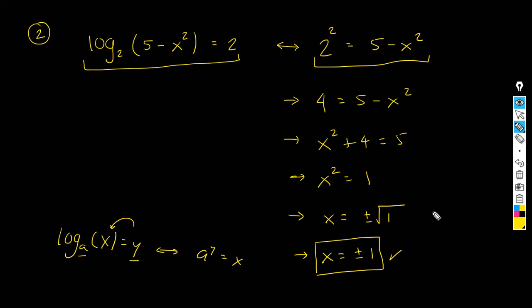And now let's move on. Now, why did I write this plus and minus? Remember that when you take the square root of a number, you have to have both answers, the plus and the negative answer. Let's go to example number 3.